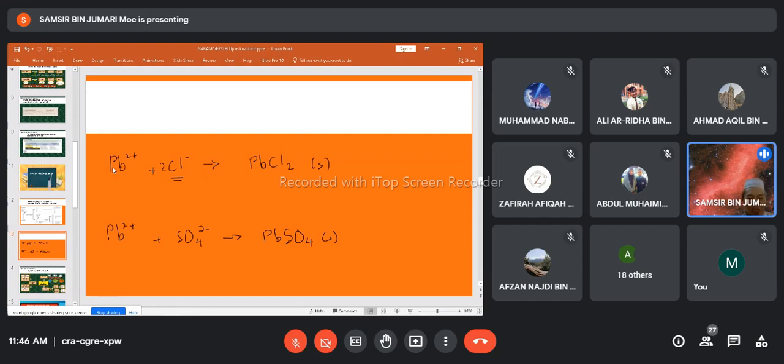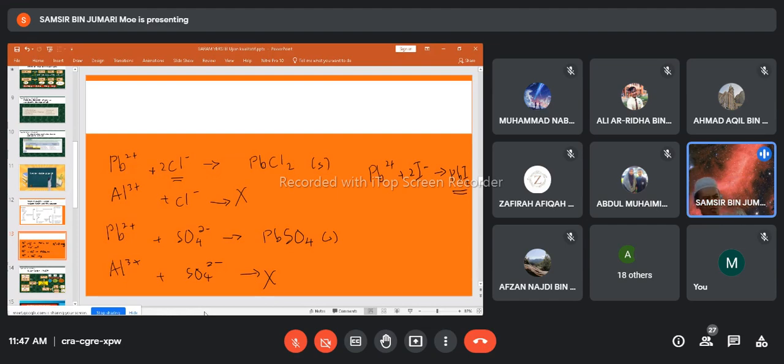Kalau dengan aluminium ion, dengan chloride ion, dia tak terbentuk precipitate. Aluminium ion dengan sulfate ion juga sama, dia tidak ada precipitate, sebab garam aluminium sulfate kan garam yang larut. Jadi tak akan terbentuk precipitate. Jadi yang tadi tu kita guna lead(II) ion dengan iodide ion to form lead(II) iodide, ni yellow precipitate.